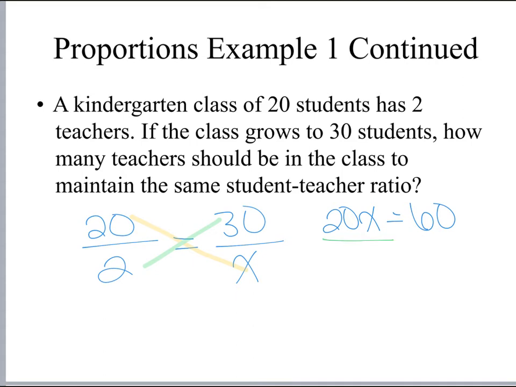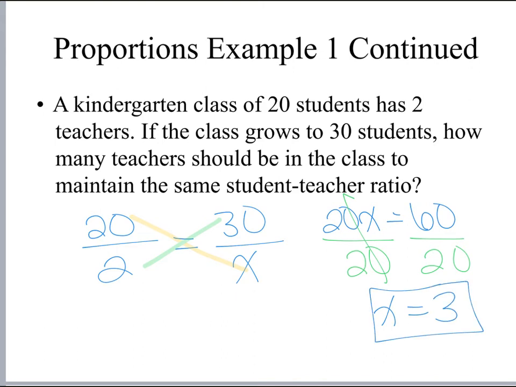So I'm going to divide by 20 because remember, I'm trying to get that x by itself. Whatever you do to one side, do to the other. So now I'm left with x equals 60/20 is 3. So to keep that same student-teacher ratio, we would need 3 teachers.